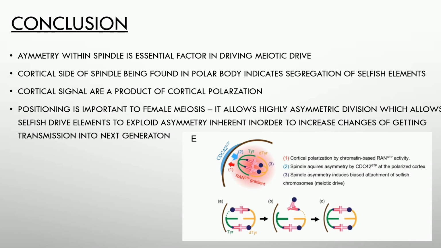of selfish elements. The cortical signals are a product of cortical polarization and are directed by the chromosome that is positioned near the cortex. This positioning is incredibly important to female meiosis as it allows the highly asymmetric division, and this allows the selfish drive element to exploit the asymmetry inherent in female meiosis to increase the chances of them getting transmitted into the next generation.